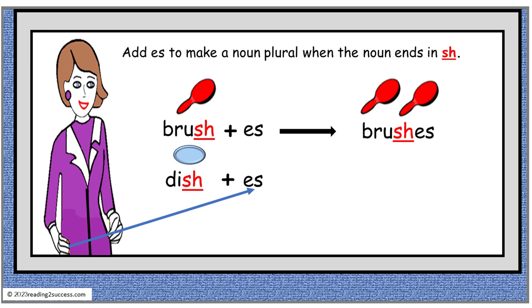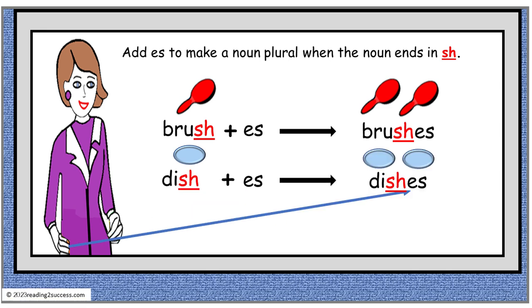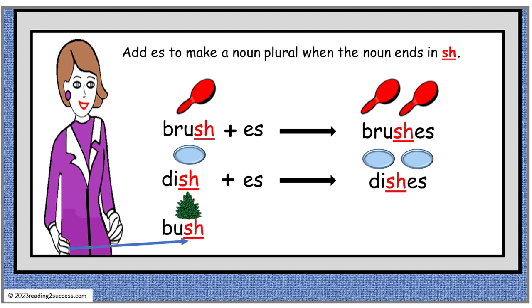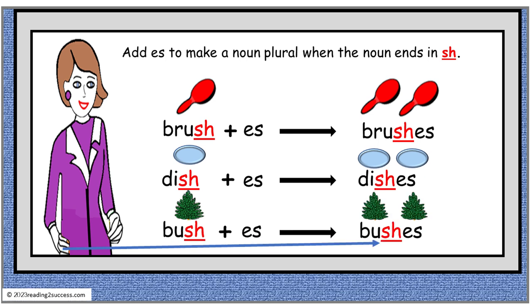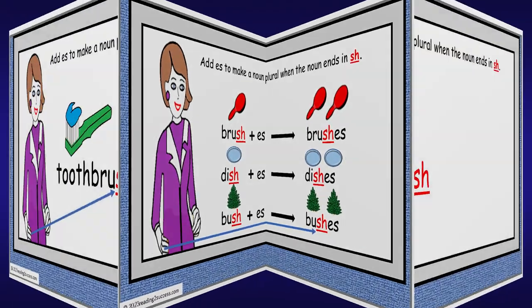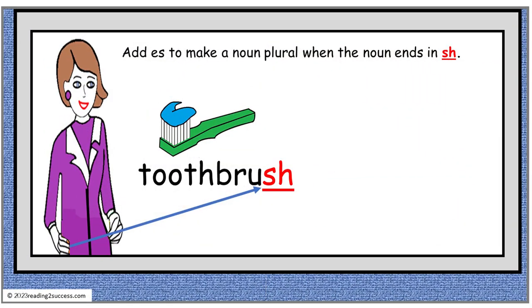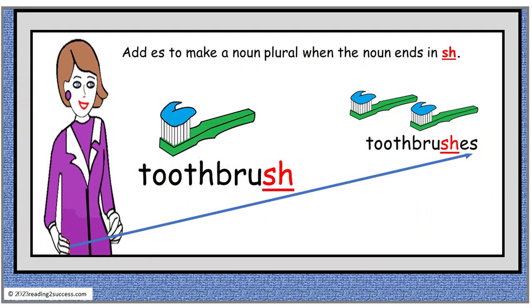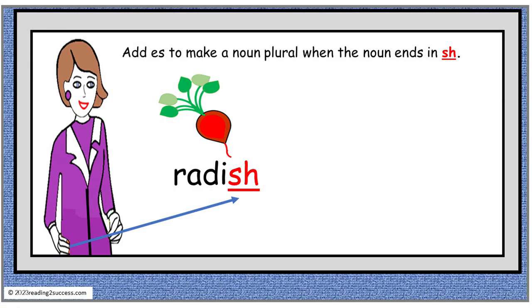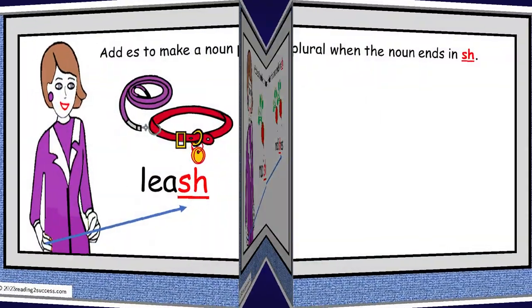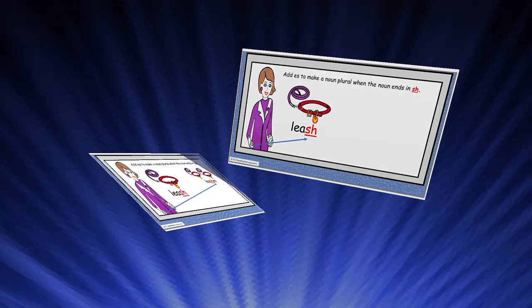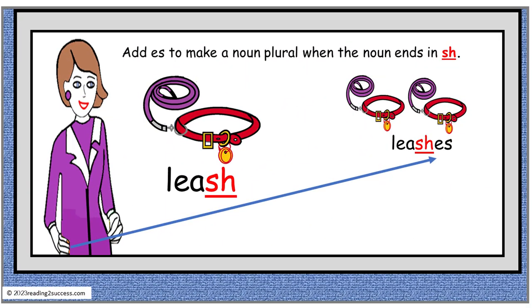Dish, add ES to make the plural noun dishes. Bush, add ES to make the plural noun bushes. Toothbrush, toothbrushes. Radish, radishes. Leash, leashes.